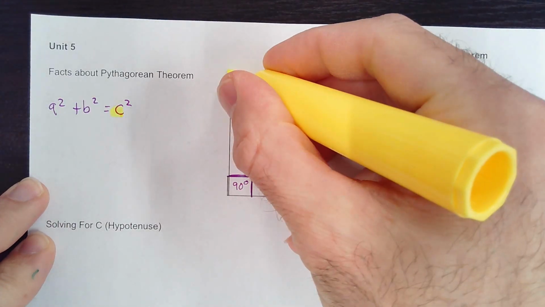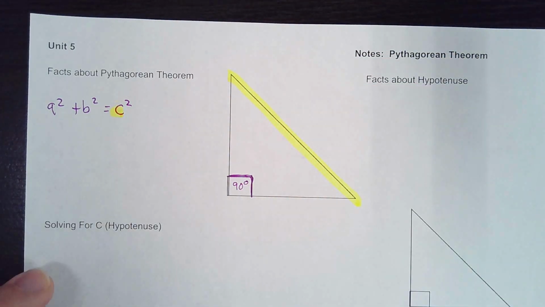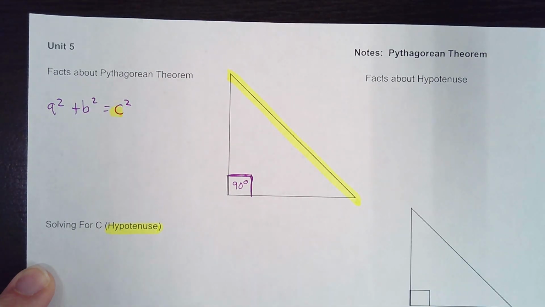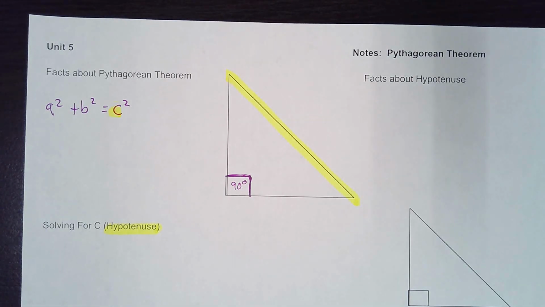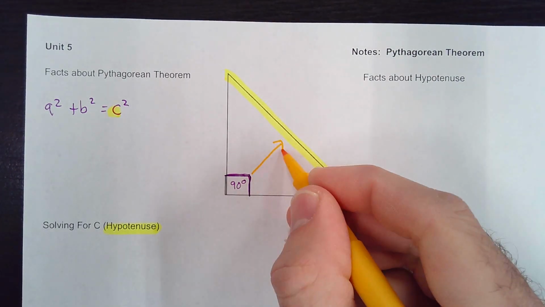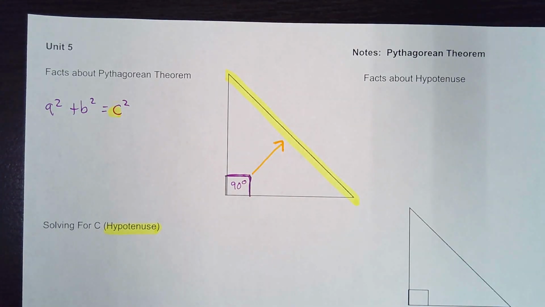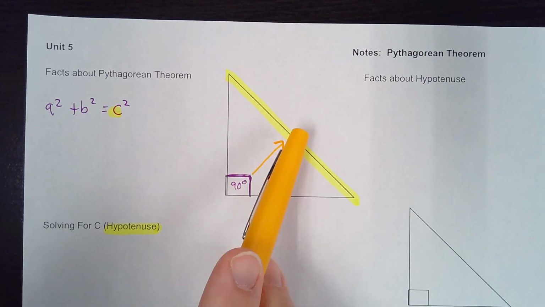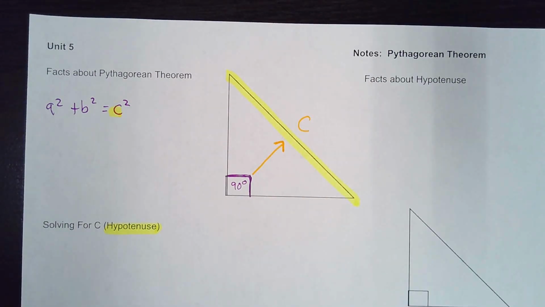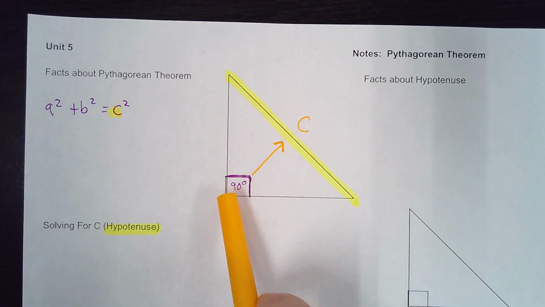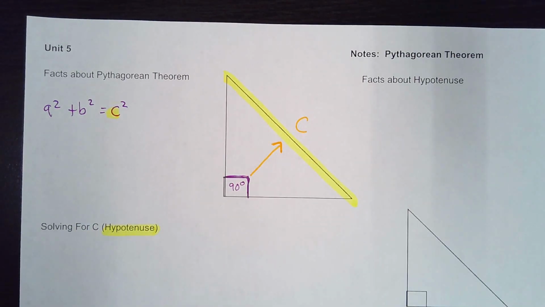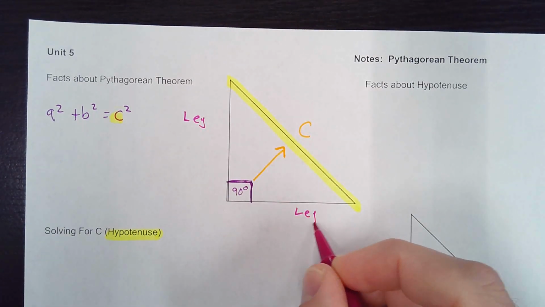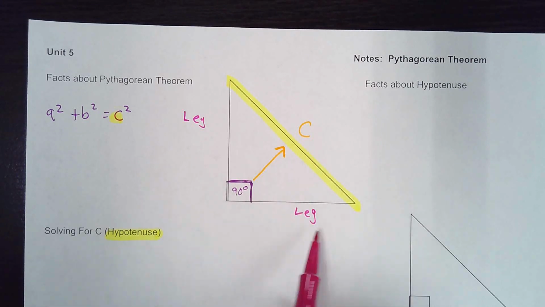The C is always the hypotenuse, is what we call this, the hypotenuse. Here's that word, hypotenuse. And the hypotenuse is the side that is across from the right angle, or from that 90-degree angle. So C is always going to be your hypotenuse, or the side across from your 90-degree angle. That's called the hypotenuse. And then these sides are called legs. We call these legs. Legs and hypotenuse. Hypotenuse, legs.